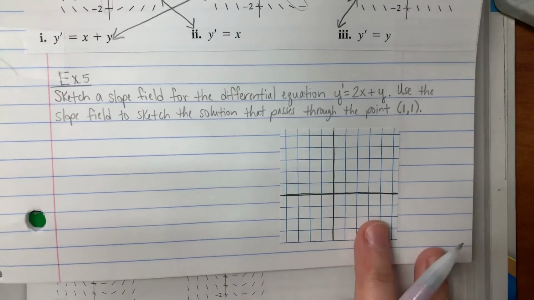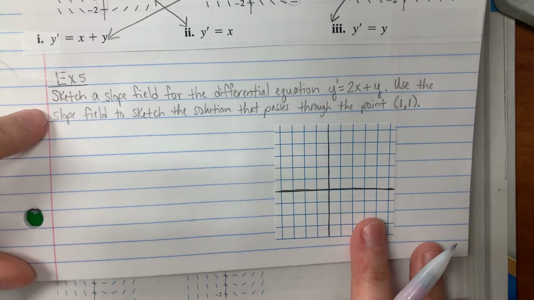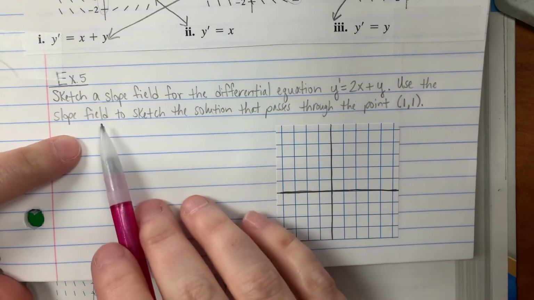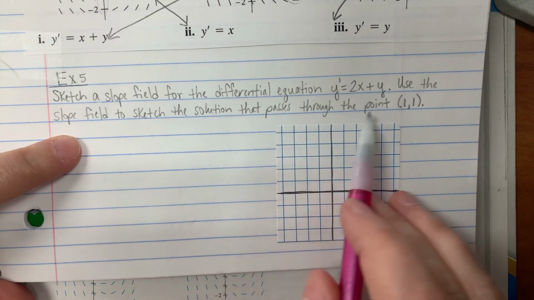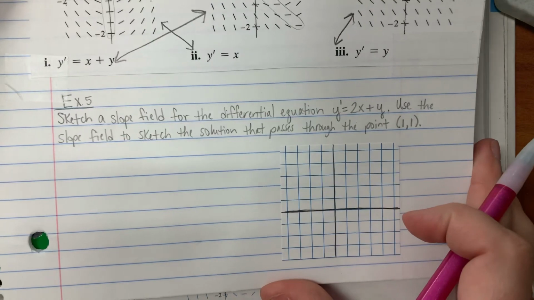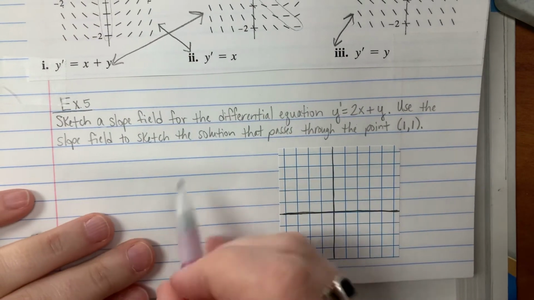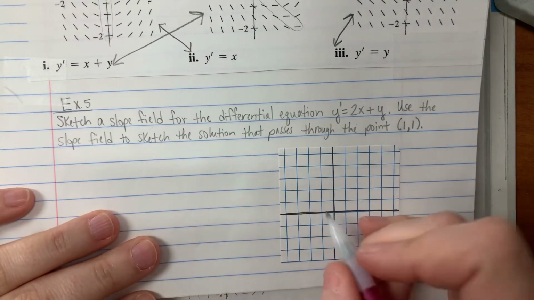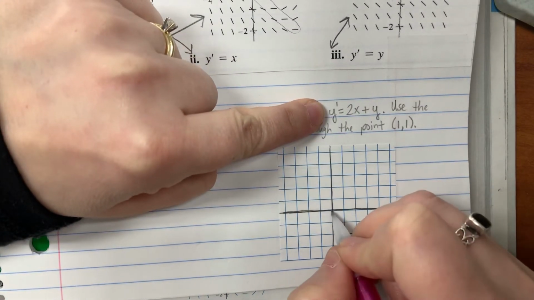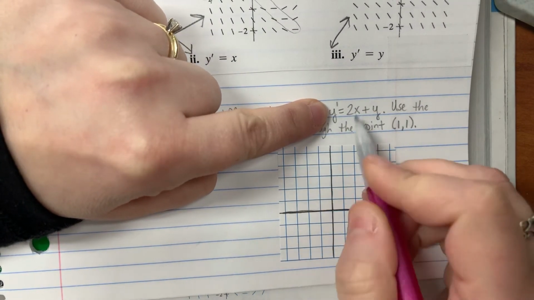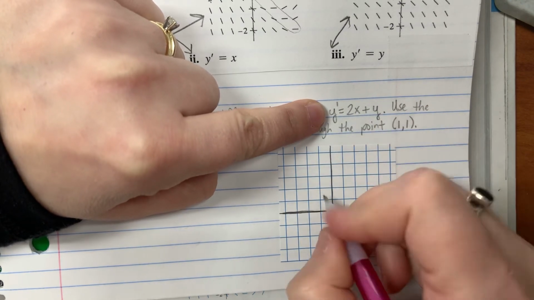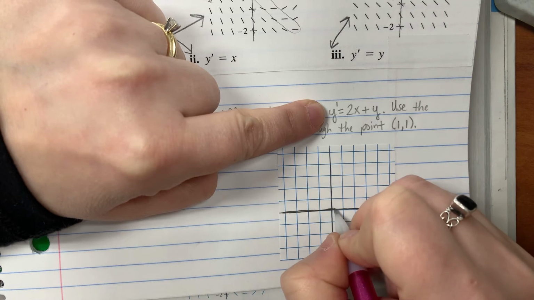Okay, so then the last one, they want me to sketch the slope field for this differential equation, and then they want me to use that to sketch the solution that passes through this particular point. So let me show you what that looks like. This one gets kind of messy. So the first thing I would do to sketch a slope field is just start picking points and plugging them in here and find what the slope is. So if I pick the point 0, 0, x is 0, y is 0, that means y prime equals 0. So this slope right here is 0.